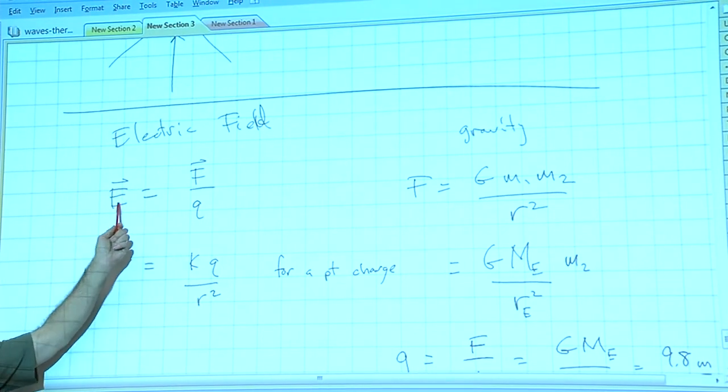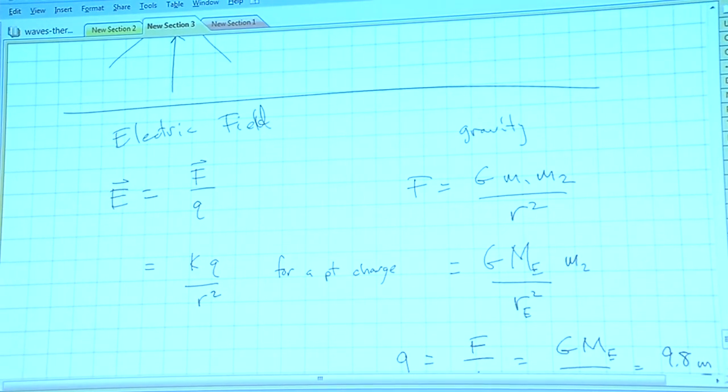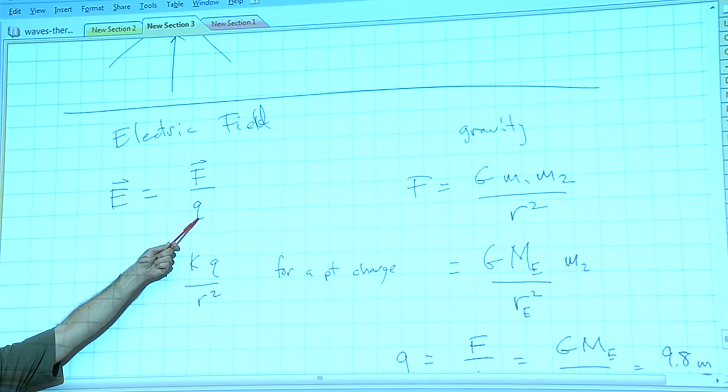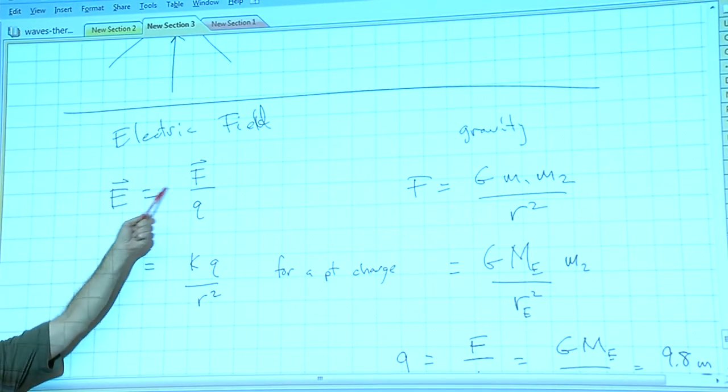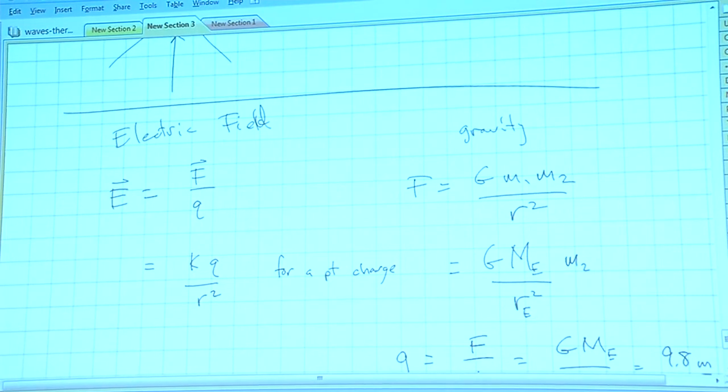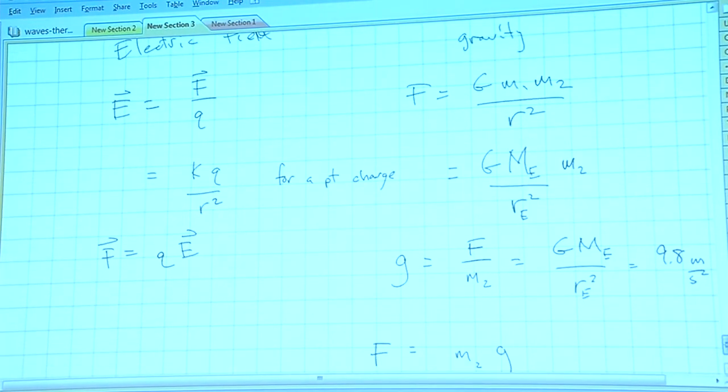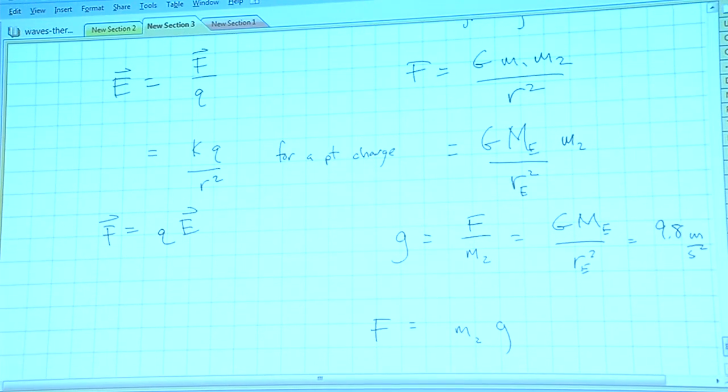So the electric field and the force, those are vector quantities. The electric field points in the same direction as the force if Q is positive. If Q is negative, it flips the direction. Another way of writing this is F is equal to QE. And that's what I've written here, right? F equals mg, or F equals QE.